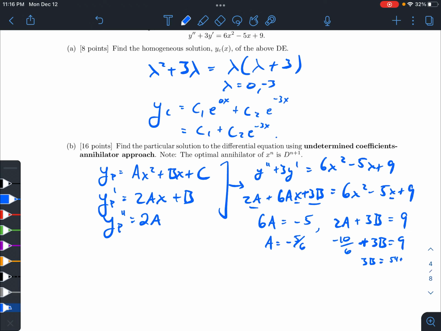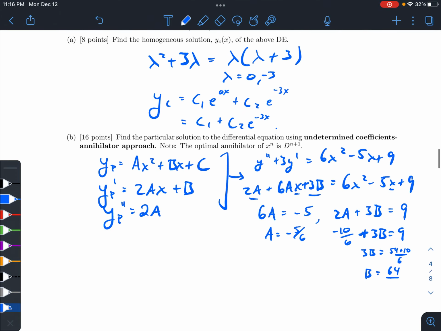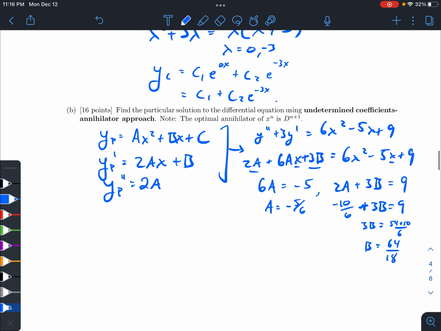9/6 is 54/6. So b would be 64/6 divided by 3, so that's b equals 64/18. So that's our b. You could simplify if you care. I don't. But y sub p would be equal to then -5/6.